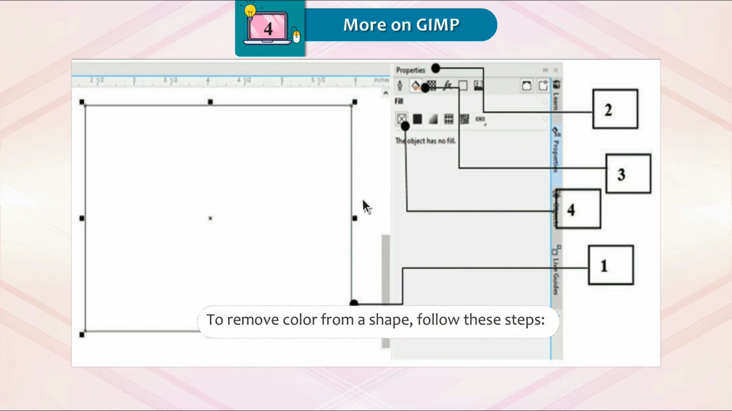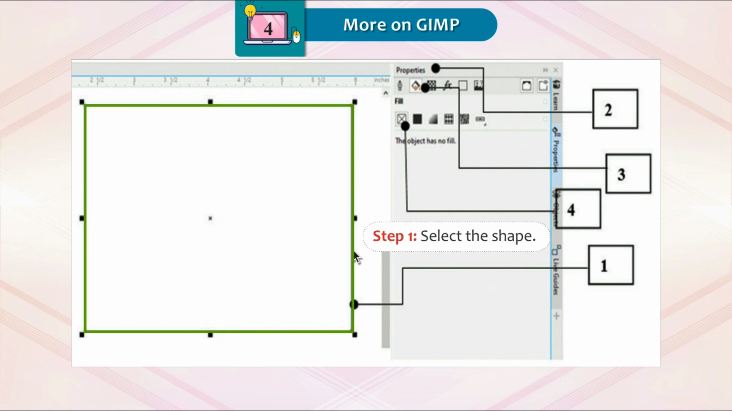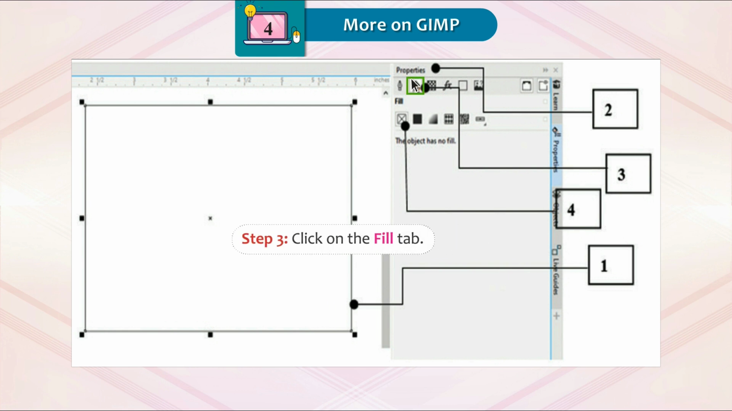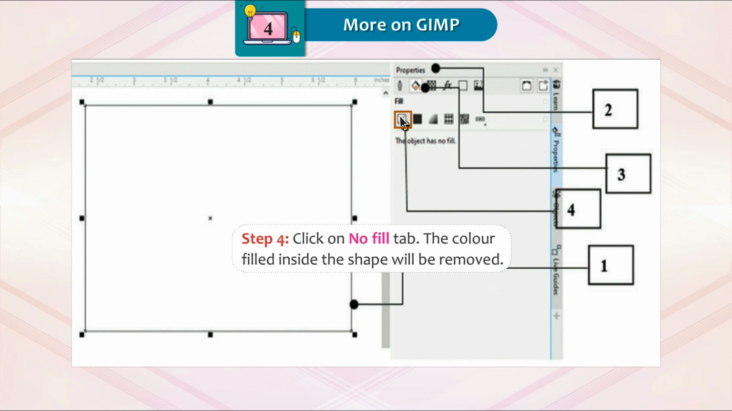To remove color from a shape, follow these steps. Step 1. Select the shape. Step 2. Click on the Properties docker. Step 3. Click on the Fill tab. Step 4. Click on No Fill tab. The color filled inside the shape will be removed.